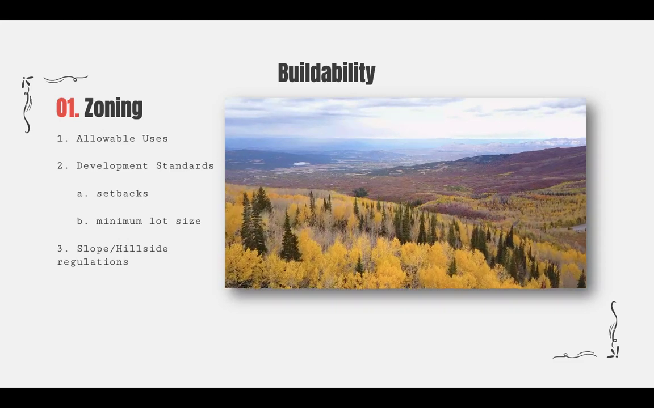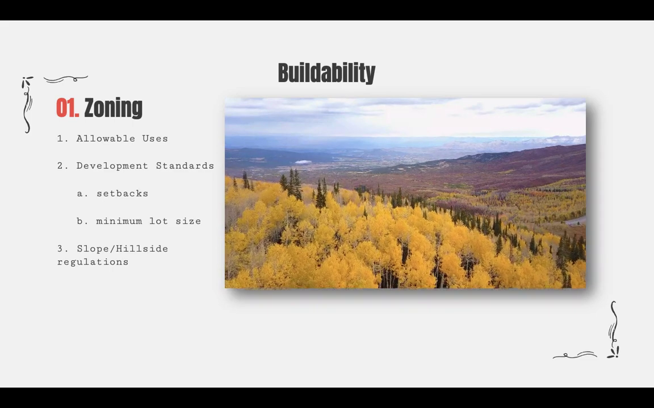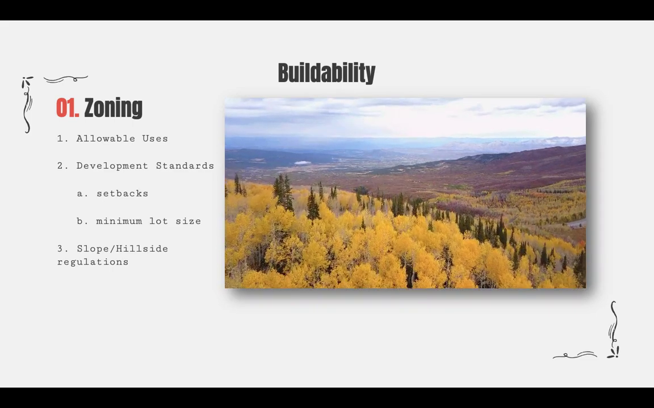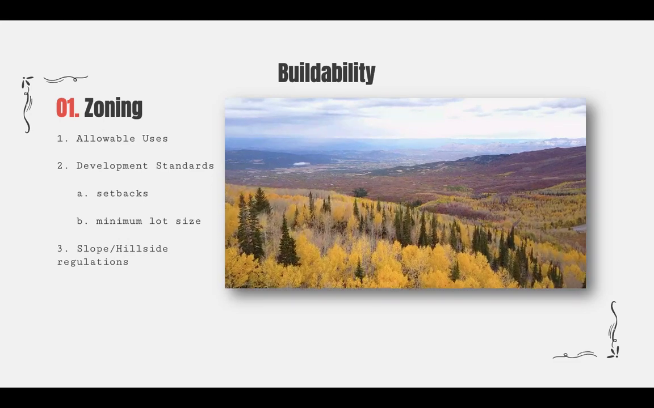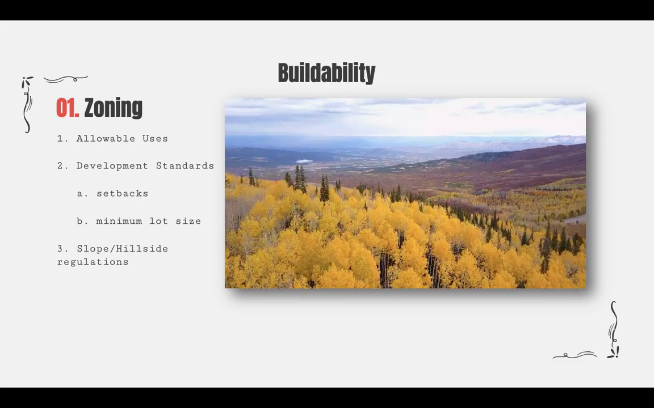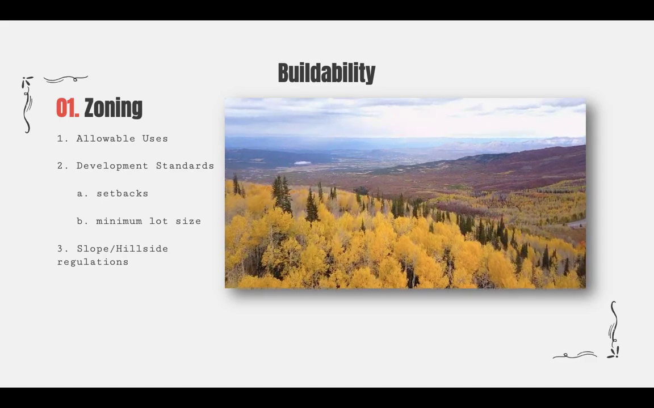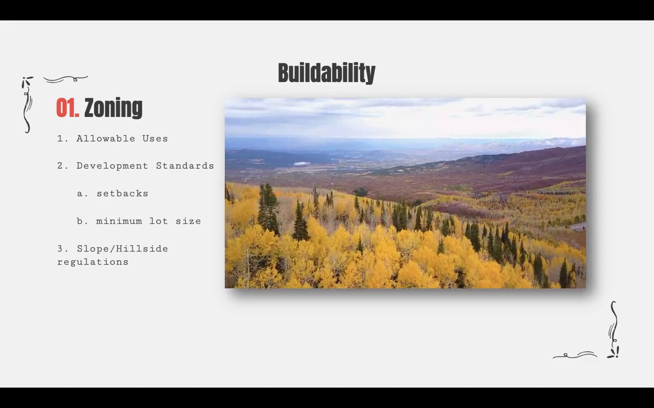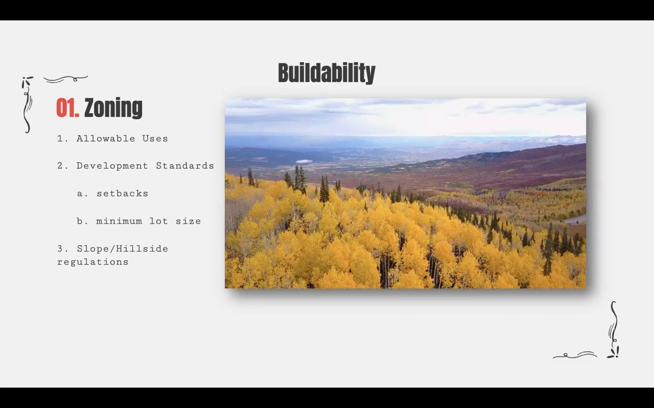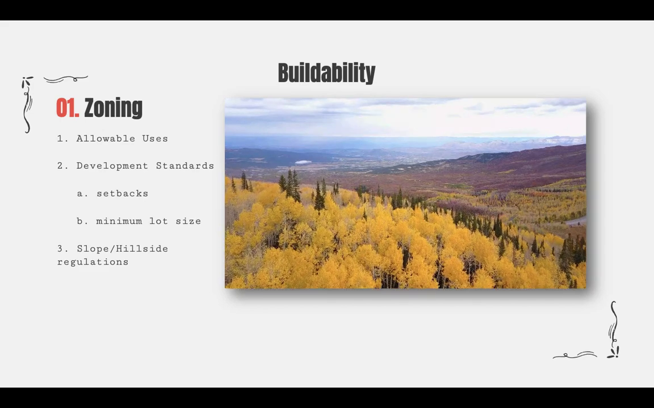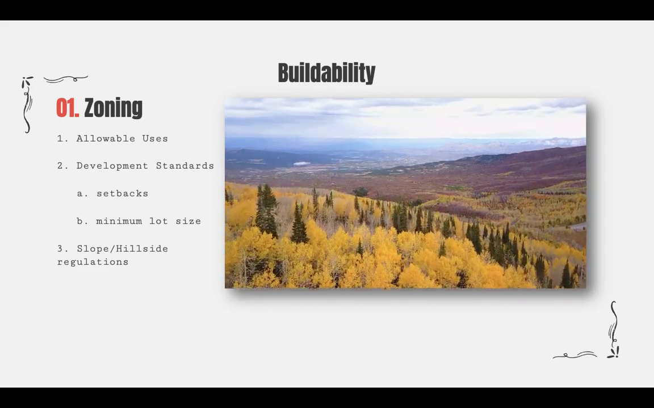So the first thing when it comes to buildability is zoning. I go into zoning in some of my other videos as well, but broadly speaking, this is allowable uses. So what kind of uses the county will allow you to put on the lot. Also, you want to take a look at the development standards that are written into the zoning code. These are things like setbacks and minimum lot size that may affect where you can build on the lot and how much buildable space there actually is.